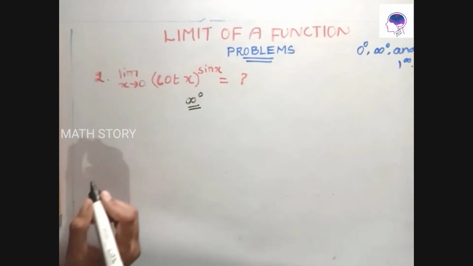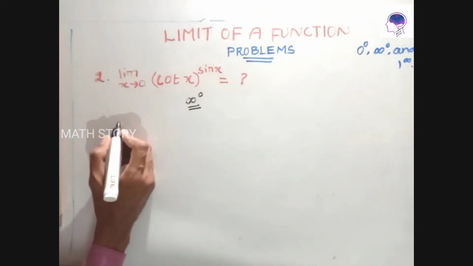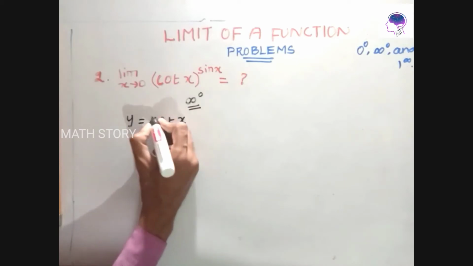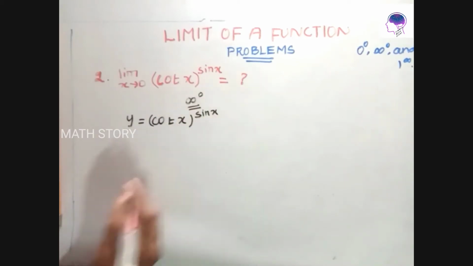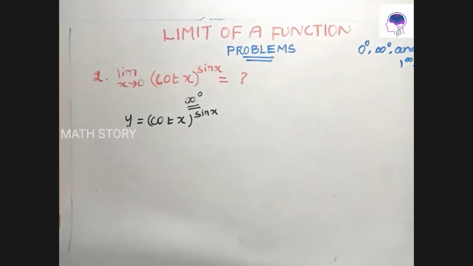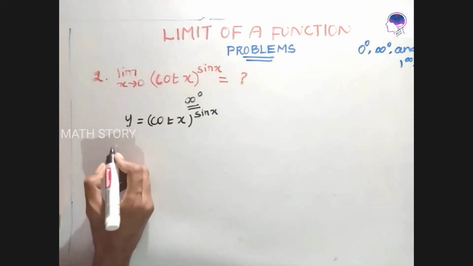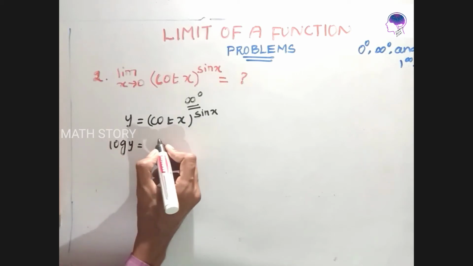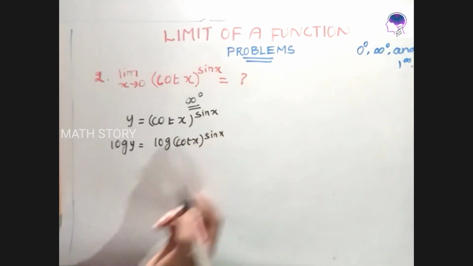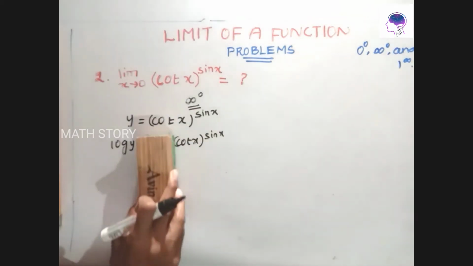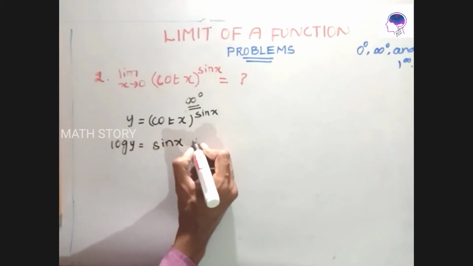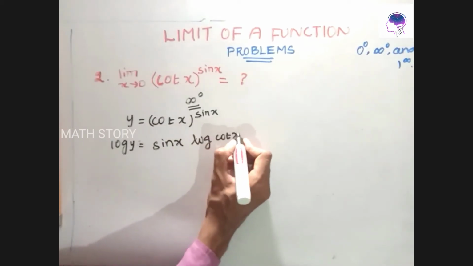Okay, now I took the value for cot x power sine x like y equal to cot x power sine x, right? I took the name of cot x power sine x as y, right? And now we take log on both sides, we get log y equal to log of cot x power sine x. We know that log of a power b can be written as b log a, right? So that we can write it as sine x log cot x, like this.